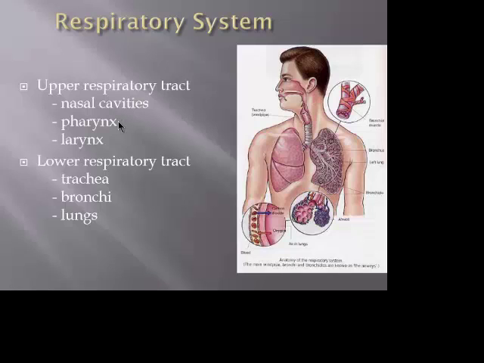So the upper respiratory tract starts with the nasal cavities, the pharynx, which you did when we were doing the lymphatic system, and it goes to the larynx, which is also called the voice box, though I don't want you all to be calling it the voice box, okay? The lower respiratory tract is from the trachea down to the bronchi and finally to the lungs. So that's one anatomical division.